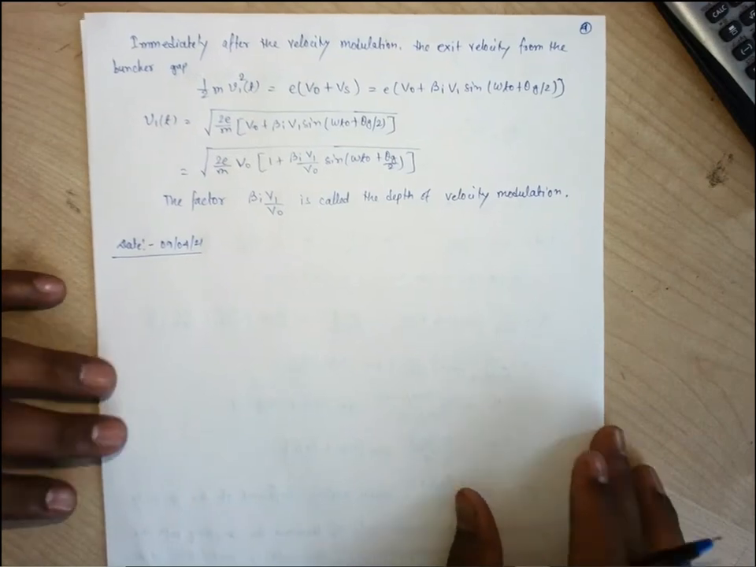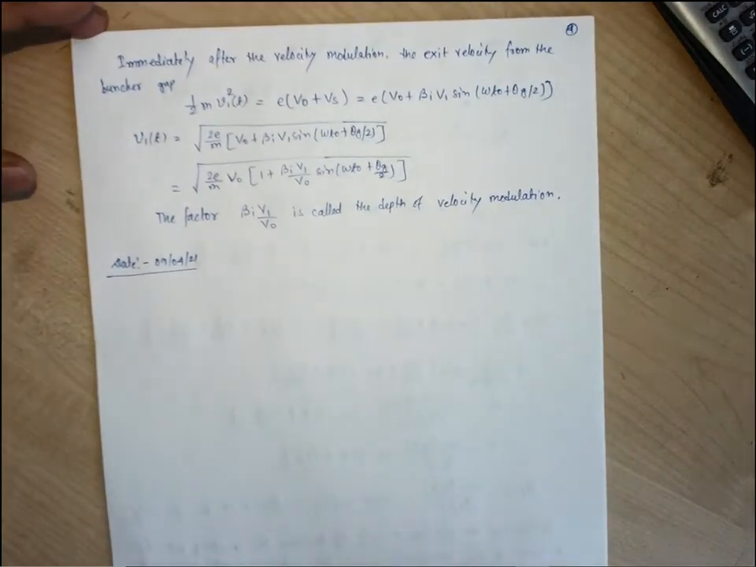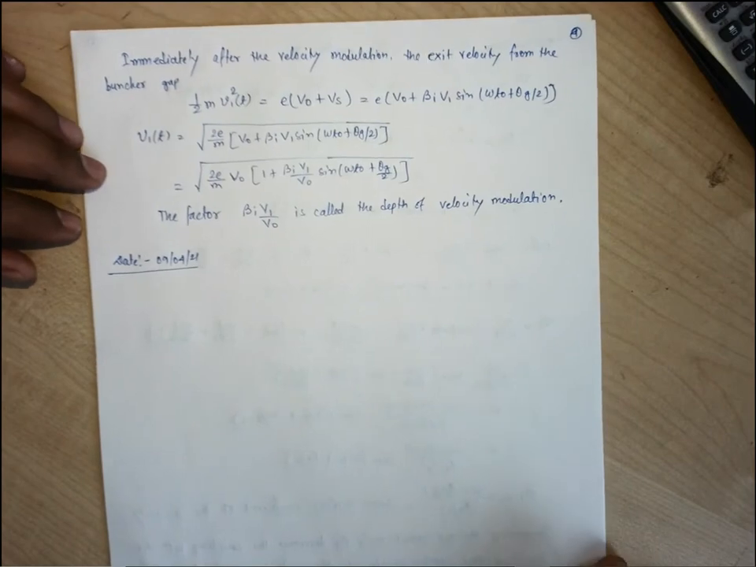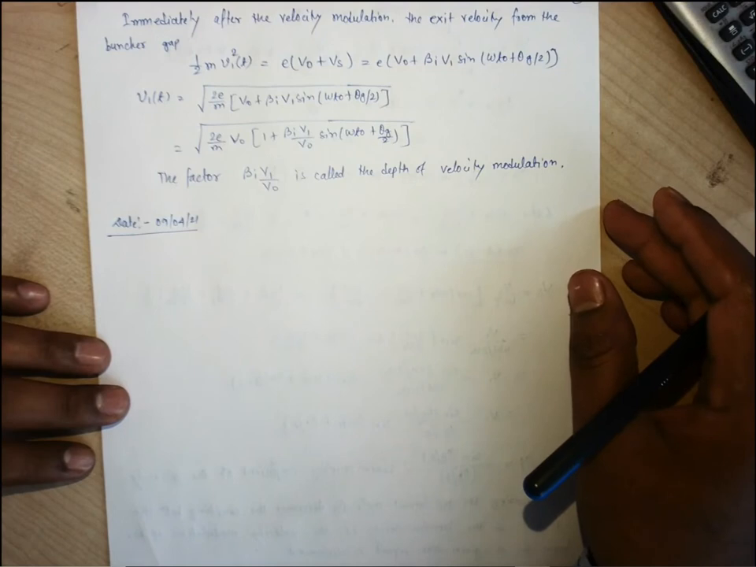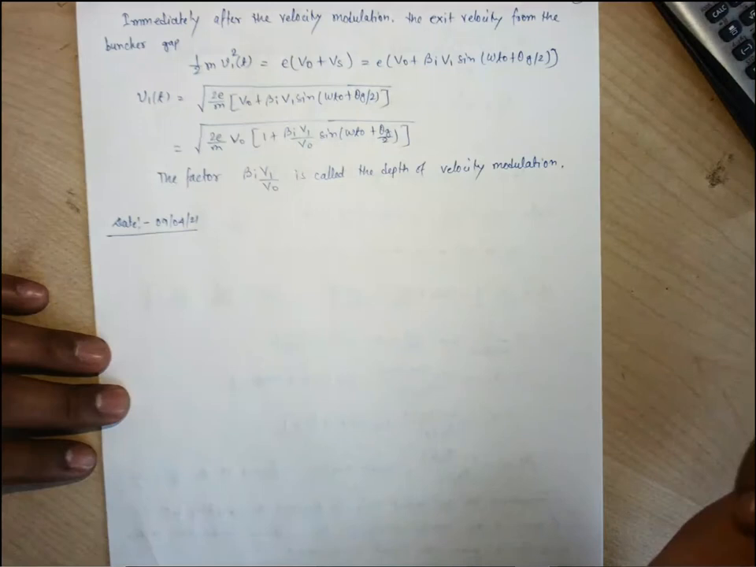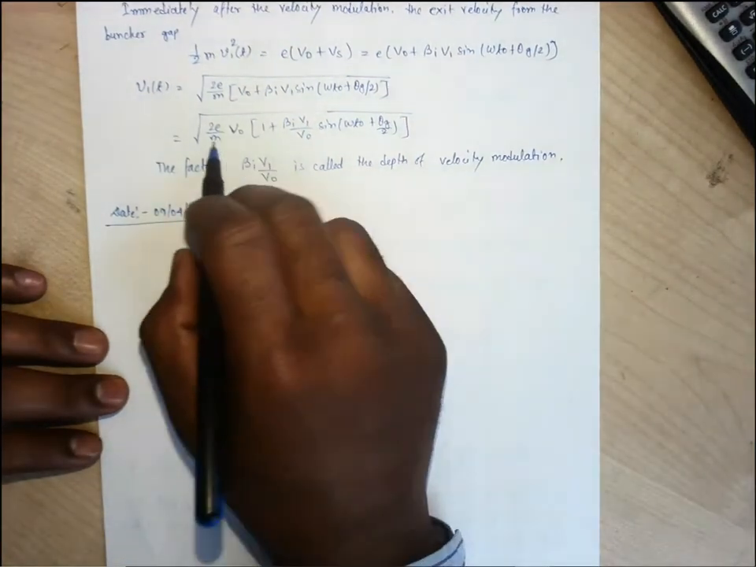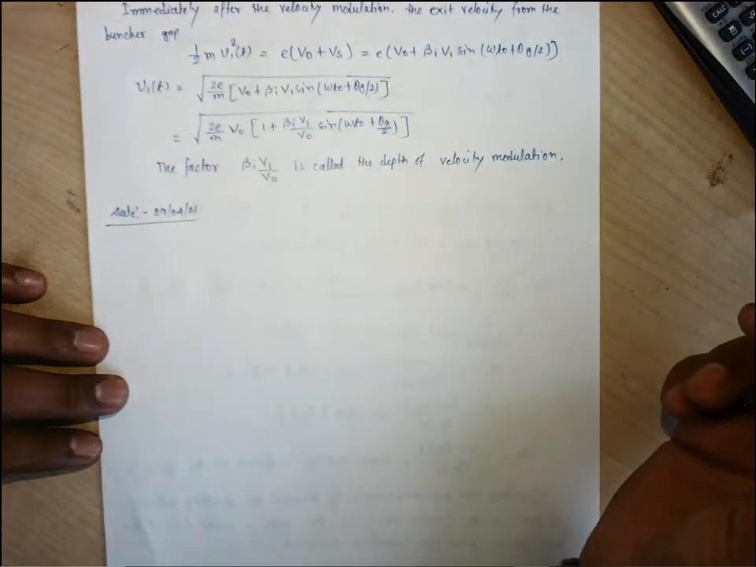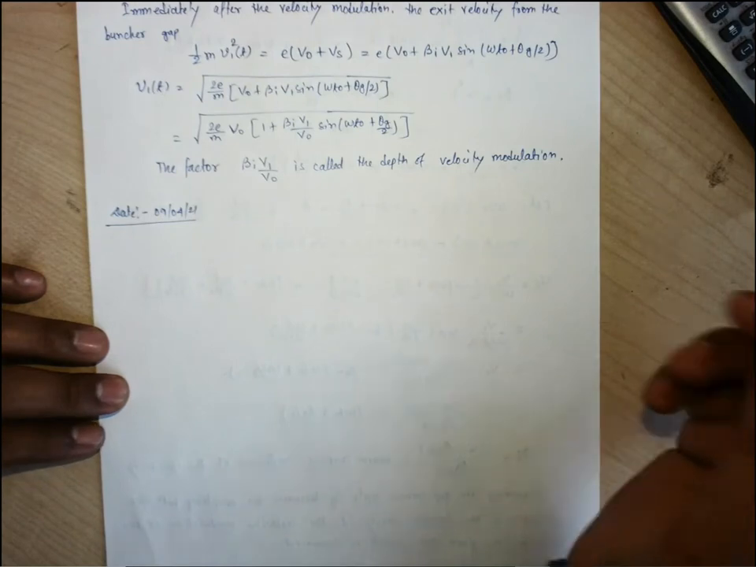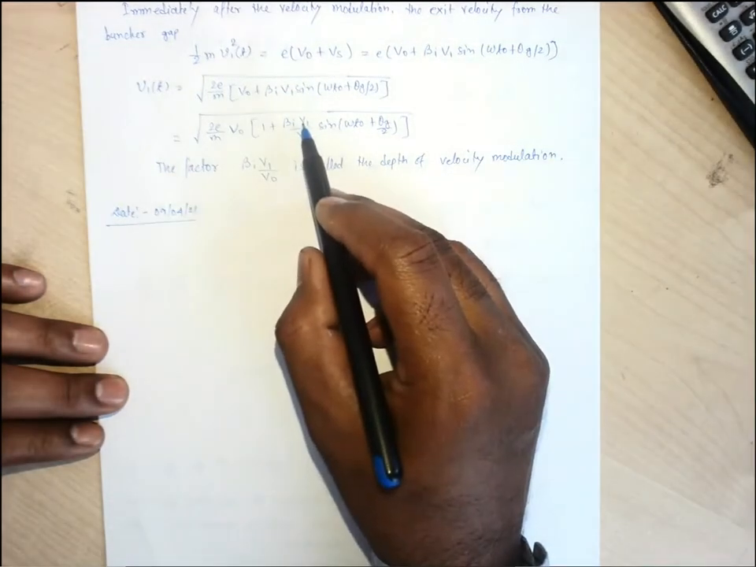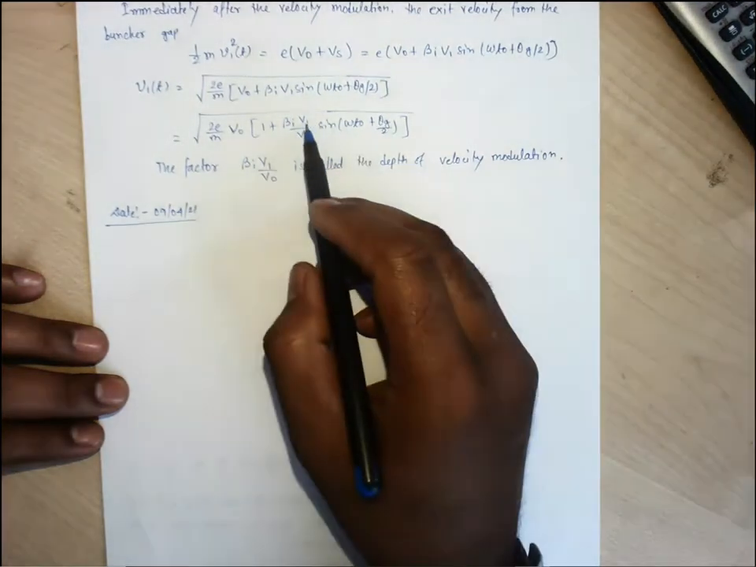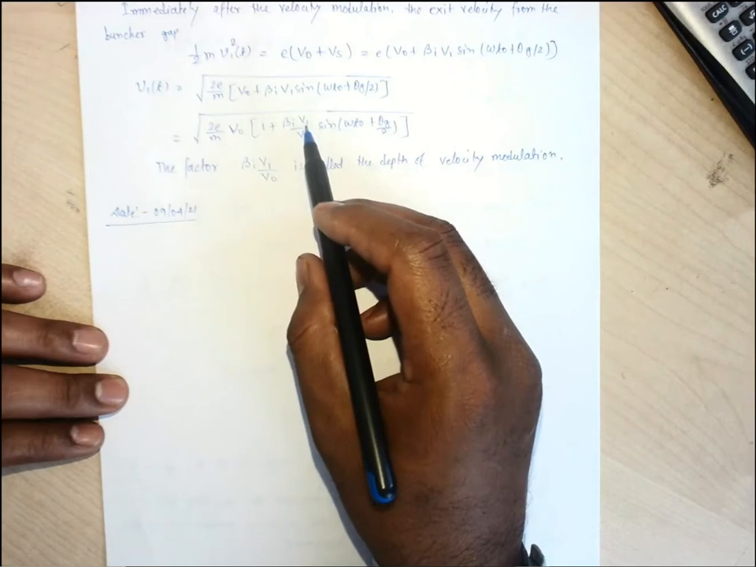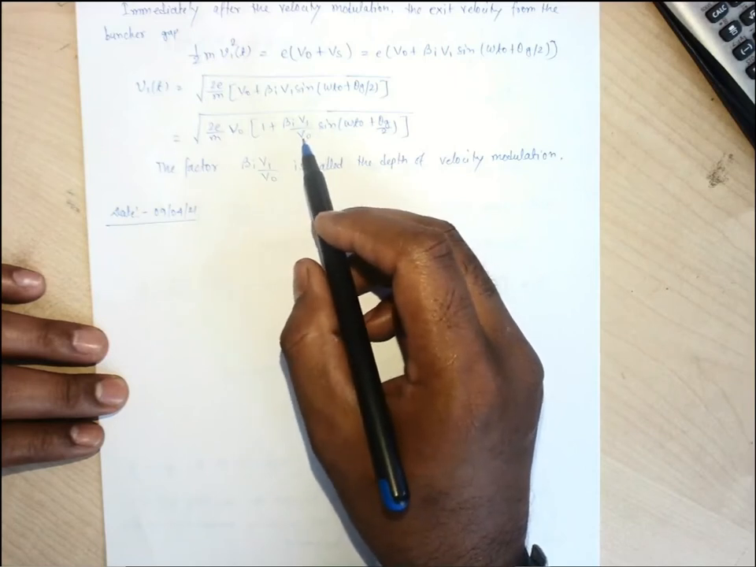So in the last class, we have seen the analysis of the Klystron amplifier, and in the last expression we found the term called depth of velocity modulation. Okay, so two more steps left within this. If we go with this expression, let us do the binomial expansion by taking the assumption beta I V1 is less than V0. So what is this V1? V1 is the peak amplitude of the RF input, and V0 is the cathode voltage.